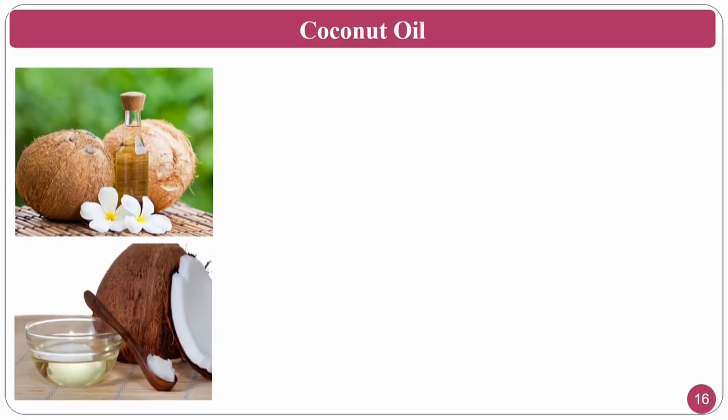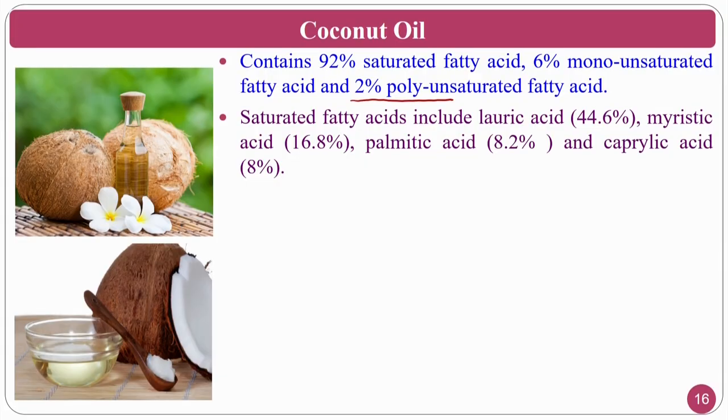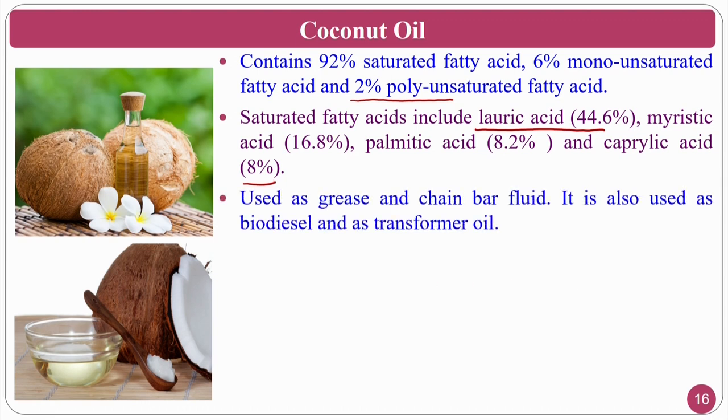So, now the coconut oil, if you see the coconut oil, we use it for hair, we use it for body massage, so on, many applications Indians use it. It contains 92% saturated fatty acids, 6% monounsaturated fatty acids and 2% polyunsaturated fatty acids. So, it is completely the basic of unsaturated and saturated fatty acids, so oils basically. Saturated fatty acids include lauric acid, myristic acid, palmitic acid and caprylic acid. These are the compositions in the saturated fatty acid. It is used as a grease, chain bar fluid, and it is also used as a biodiesel and transformer oil.